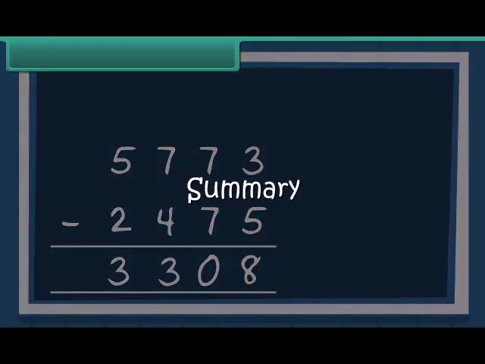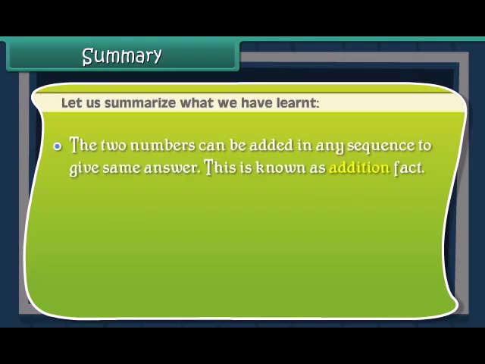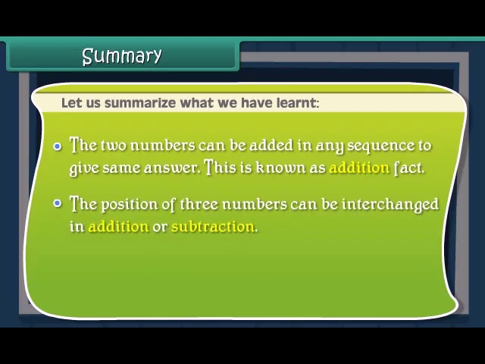Summary. Let us summarize what we have learned. The two numbers can be added in any sequence to give the same answer. This is known as addition fact. The position of three numbers can be interchanged in addition or subtraction.